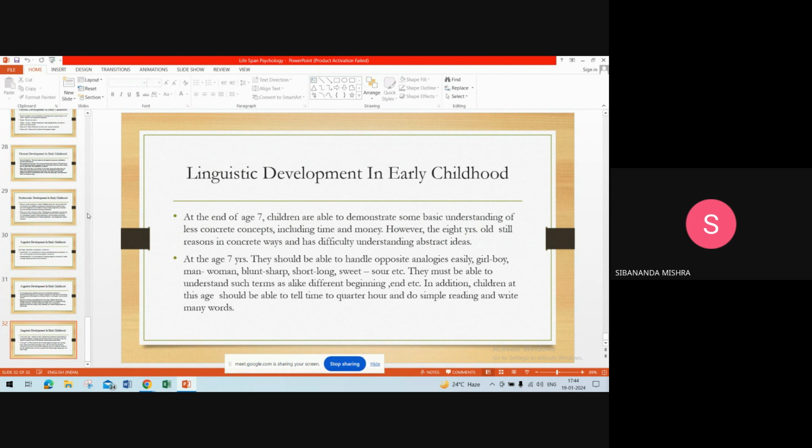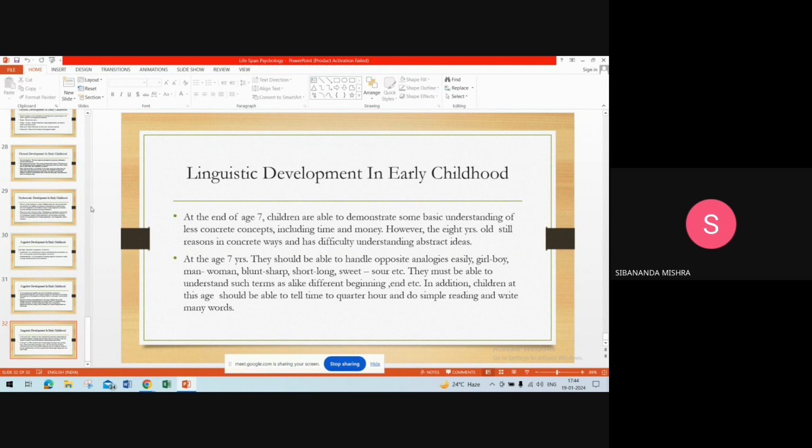Therefore, development is multidimensional. Third is development is multidirectional. Development is comprised of multiple abilities, which take different directions, showing different types of change.